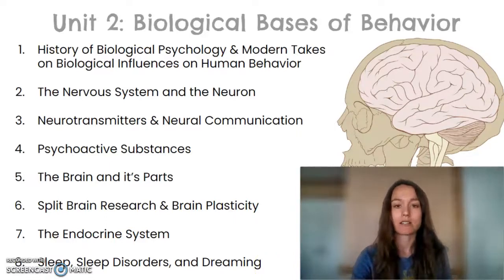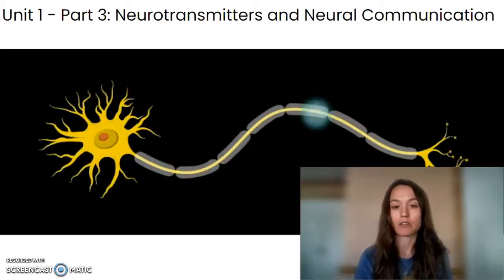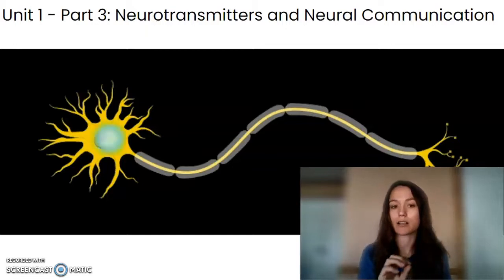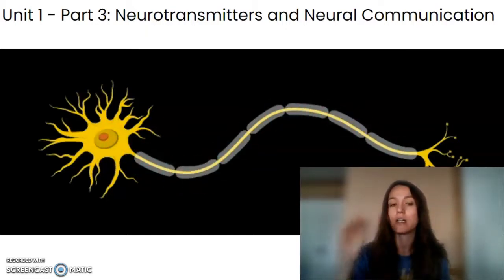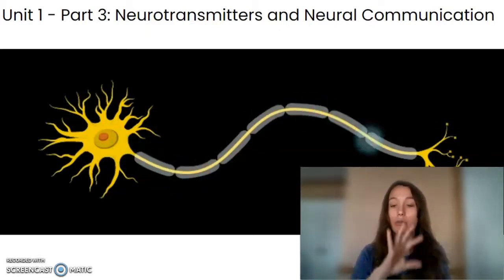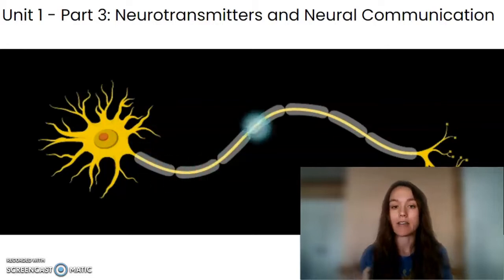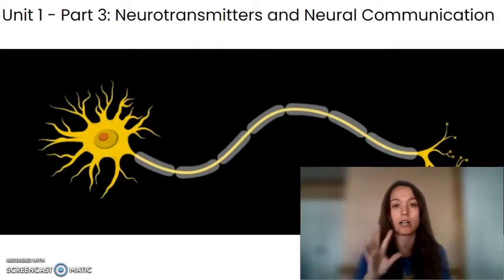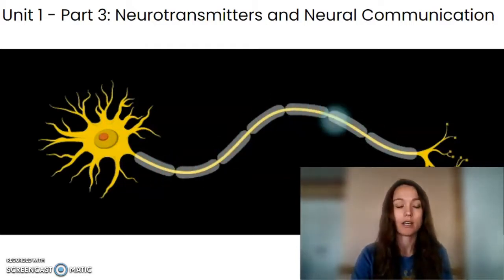So just to quickly review, in the last video I covered the communication process of the neuron and how the action potential or the electrical impulse moves through the neuron. I went through all the parts of the neuron, and if you're still a little unsure of that part, I would suggest going back to the part 2 video just to make sure you understand all of the anatomical parts of the neuron and how that process works.